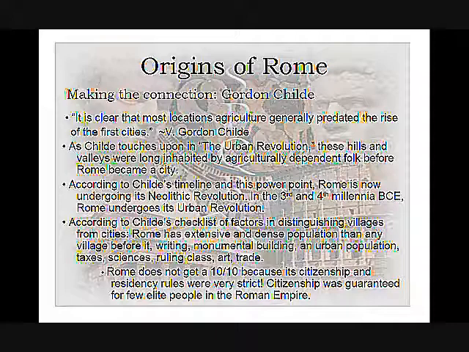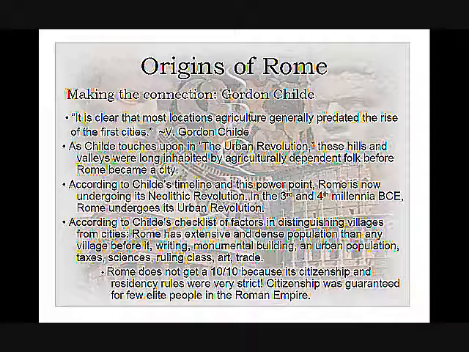So we read a little bit about Gordon Childe, and I took a quote from the work, which is, "It is clear that in most locations agriculture generally predated the rise of the first cities," and this is very true in Rome too. These hills and valleys were long inhabited by agriculturally dependent people before Rome even became a city. According to his timeline, Rome is now undergoing its Neolithic revolution. Later on, it will undergo its urban revolution.